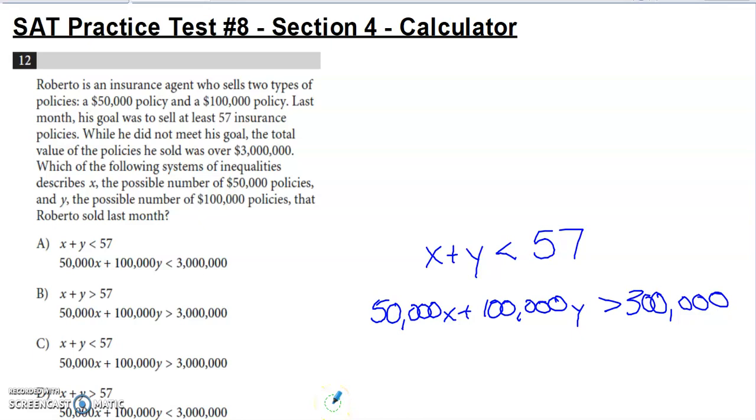In this video, we'll continue to talk about some of the problems found in SAT practice test number 8. This is section 4, so this is the calculator section. And we'll kick this one off with number 12. So number 12 gives us this paragraph here that we've got to read through.